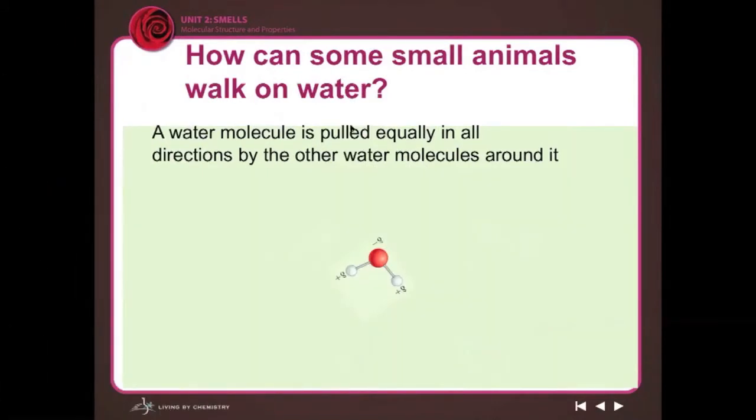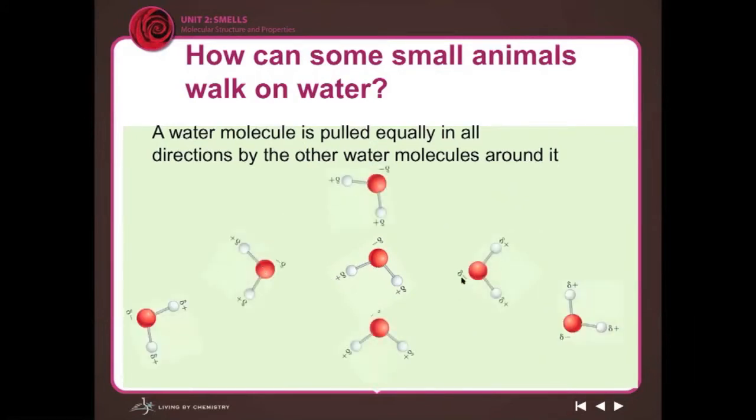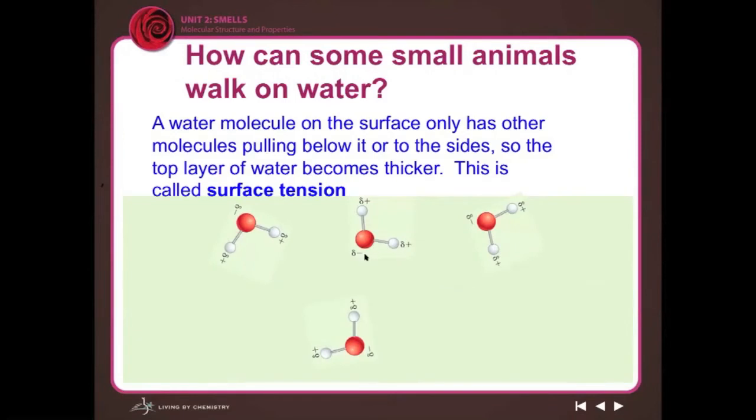Second question. How can some animals walk on the water? A water molecule is pulled equally in all directions by the other water molecules around it. So here's my one water molecule, and here's other water molecules around it. They're all going to pull on each other, and they're all going to have this force of attraction, and all those forces will balance out. All except molecules on the surface has a molecule below it pulling, one to the left, one to the right, but it doesn't have any molecule above it pulling on it.